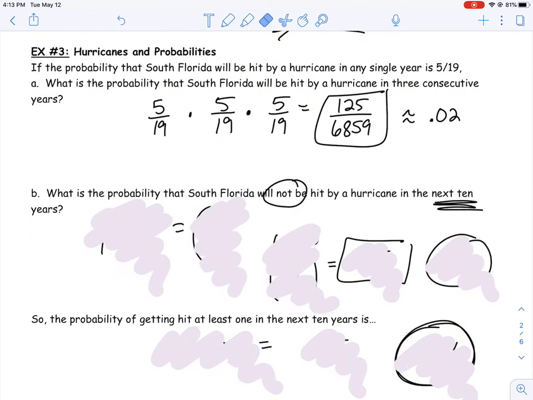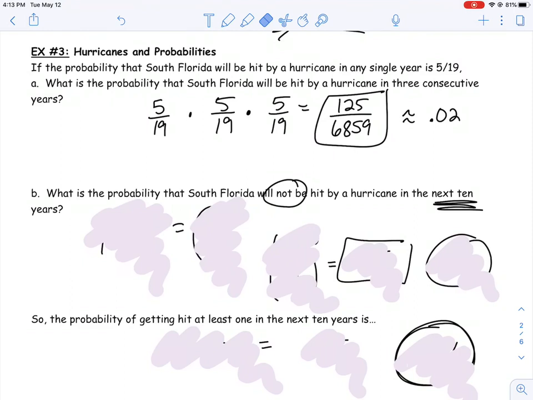Now, part B says, what is the probability that South Florida will not be hit by a hurricane in the next 10 years? So you decide to move to Florida because there's only a 2% chance that you're going to get hit by a hurricane 3 years in a row. Really though, what's the probability that you're not going to get hit by a hurricane if you live there for the next 10 years? So the key word there is not.